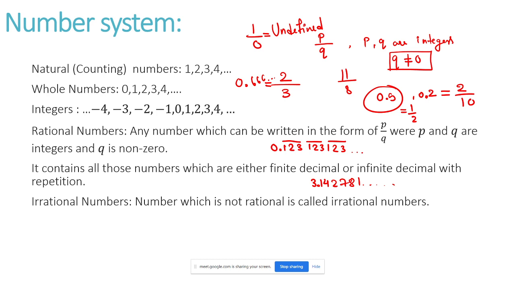Can anyone give me an example for the irrational numbers? Yes? Any example of irrational numbers that you know? You can give any example. Okay, no issue. Okay, Shreya, according to Shreya, it is 2. So, Shreya, can I say 2 is nothing but a finite decimal number? I can write it as 2.0 and it's done. So, this is not going to be an irrational number for sure.